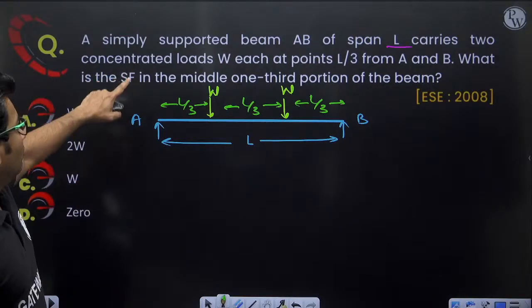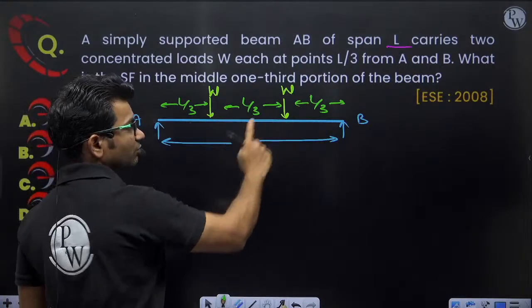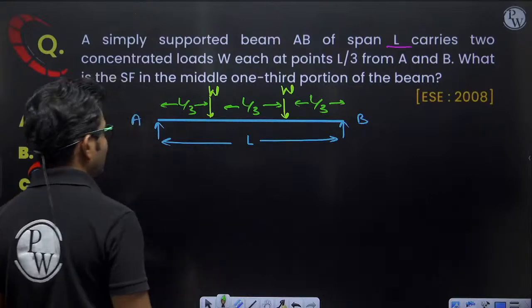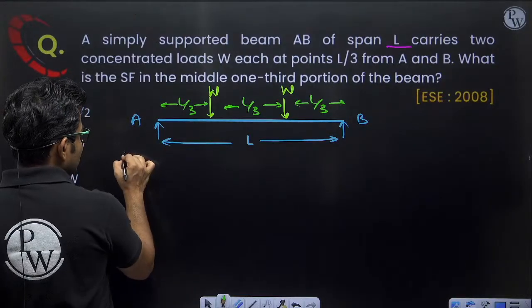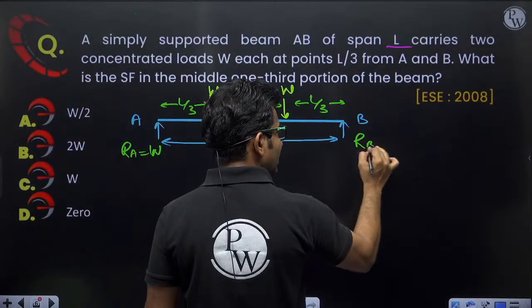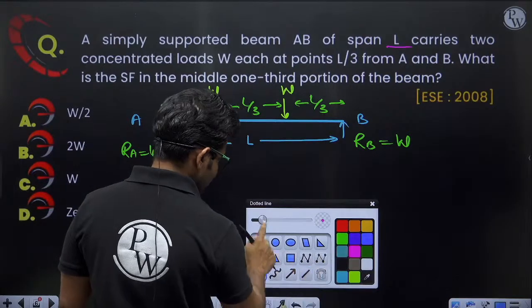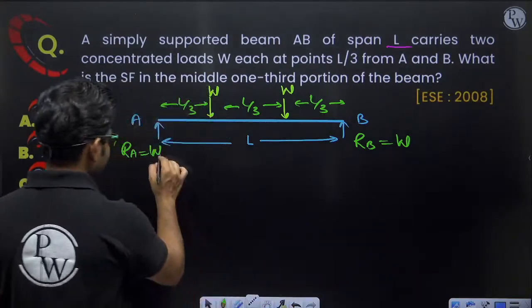What is the shear force in the middle 1/3 portion? In this portion, what will be the value of shear force? Now, because of symmetry, the support reaction RA will be equal to W, and the support reaction RB will be equal to W. So RA and RB both will be equal to W.